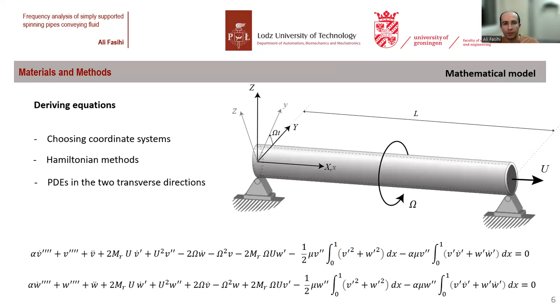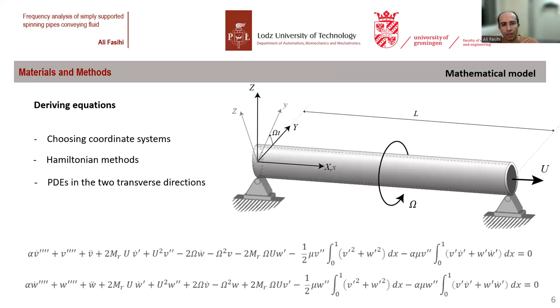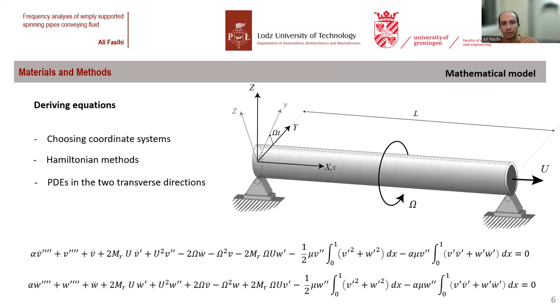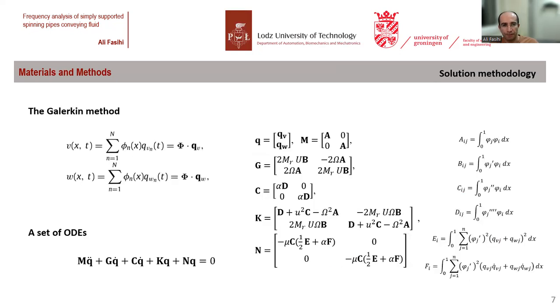And the partial differential equations governing motions in 2 lateral directions are derived by employing Euler-Bernoulli beam theory. These 2 equations governing displacement of the 2 lateral directions, namely V and W, are these equations.